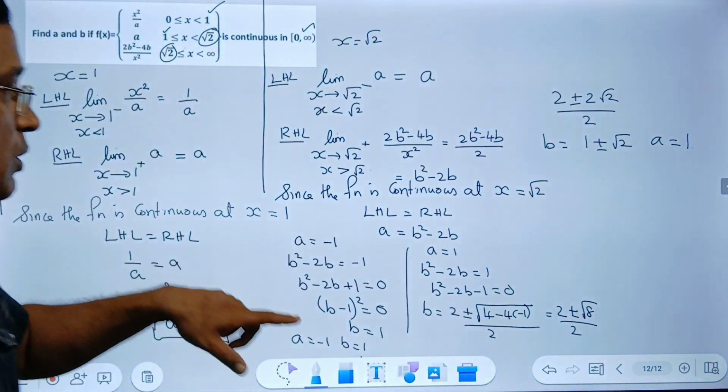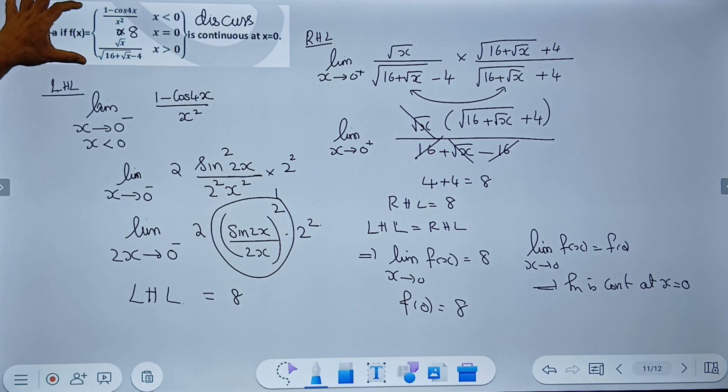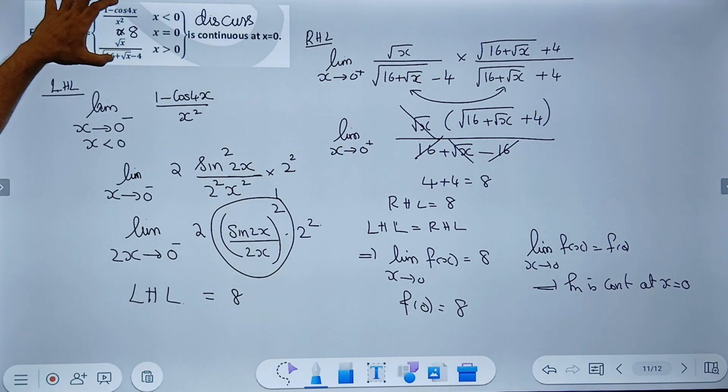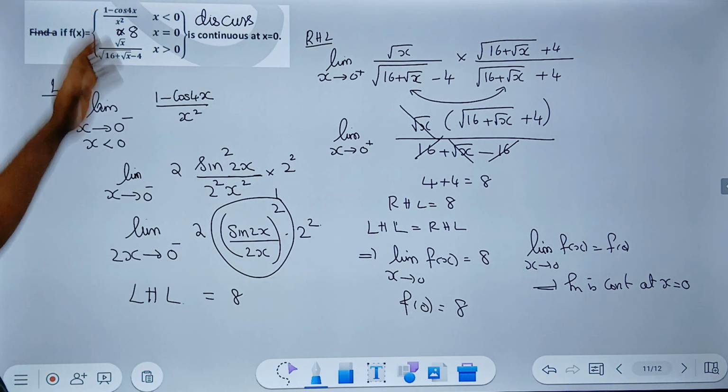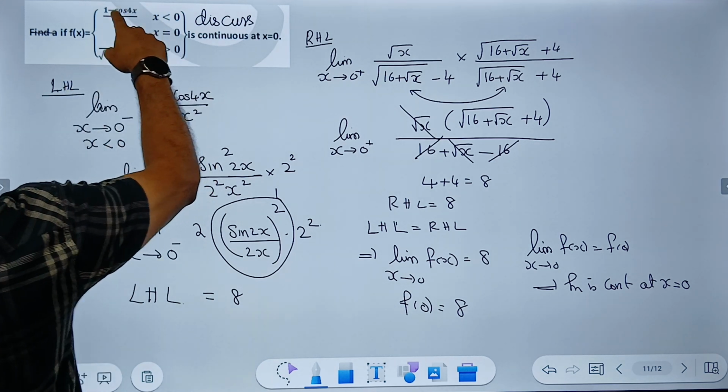So with that we finish all the problems, but I thought the previous problem, this alone, I will see whether I can do it on GeoGebra and show you whether it's continuous or not. So we have discussed continuity, right? So 1 minus cos 4x, right? So let's talk about that.